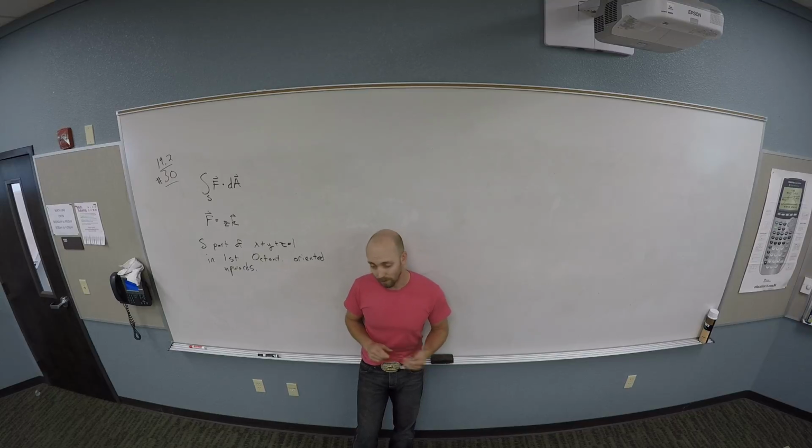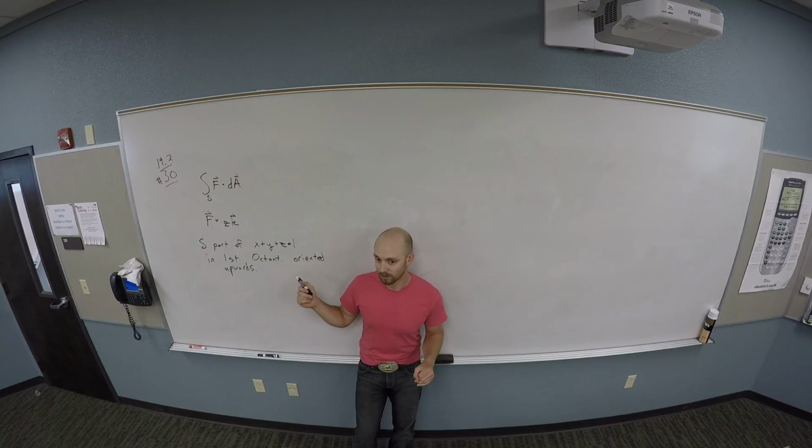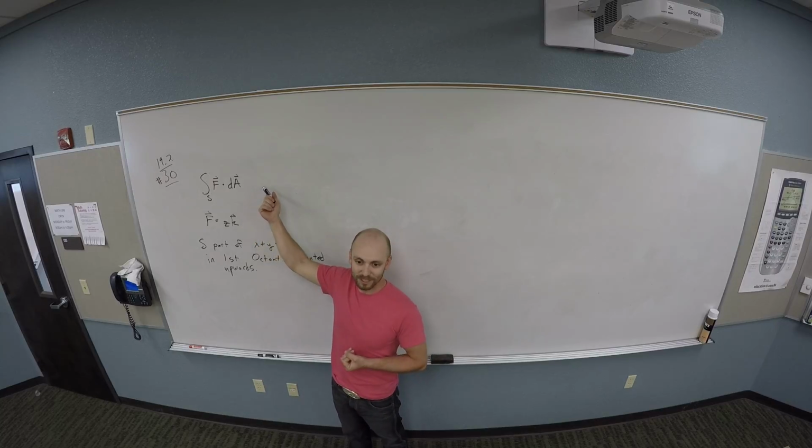So maybe just to start off, I should ask, is this a candidate for one of the three big theorems? Let's see. So what are the three big theorems? I've got Green's, Stokes, and the divergence theorem. So is this a good candidate for Green's? No. Why not? It's not flat. Yeah, perfect. Green's only works in two-dimensional stuff, right? It's a thing about flat. This isn't a circulation integral anyway, right?